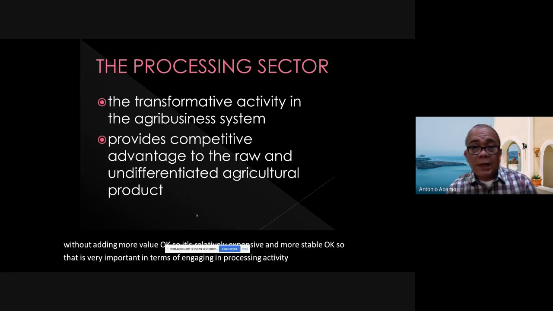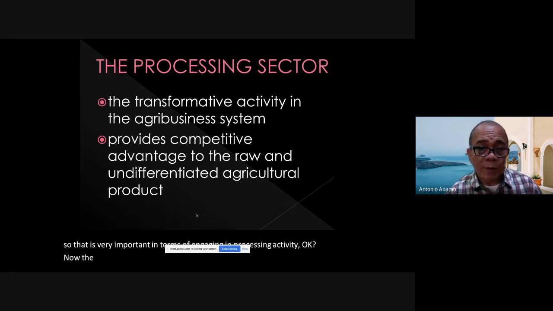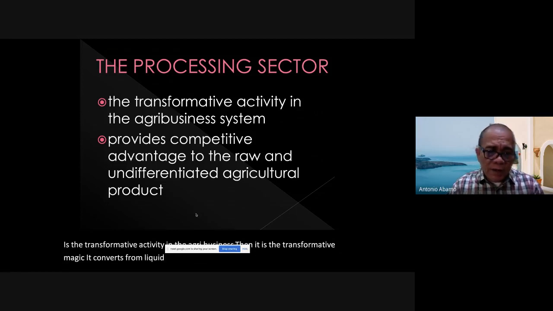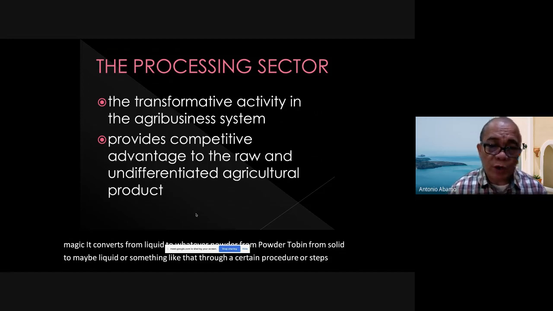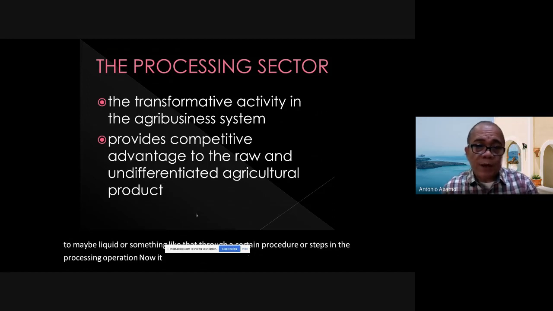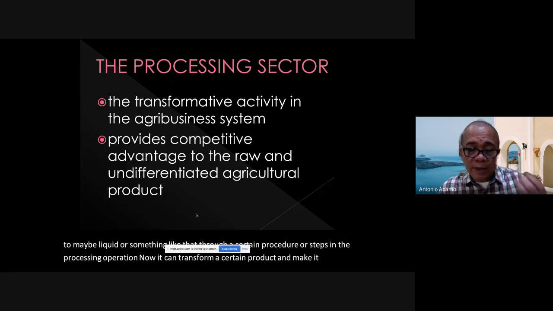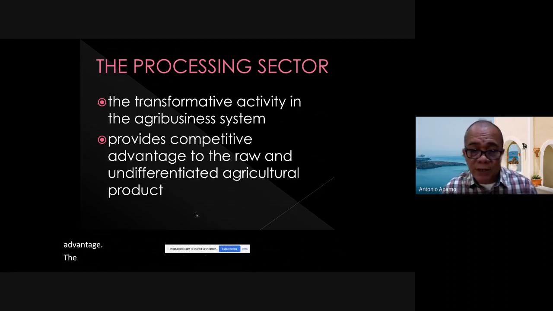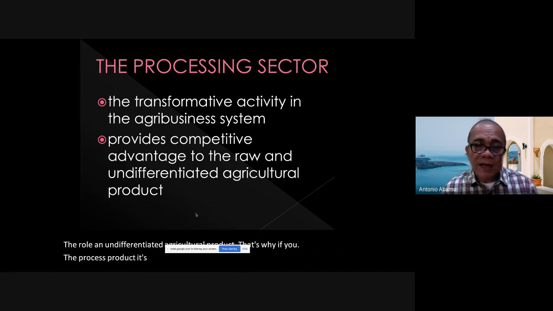Now, the processing subsystem or processing sector is the transformative activity in the agribusiness system. It converts from liquid to powder, or from solid to maybe liquid, through certain procedures or steps in the processing operation. It can transform a certain product and make it more stable and more available to customers. It provides competitive advantage to raw and undifferentiated agricultural products. That's why a processed product is already in a highly differentiable form.